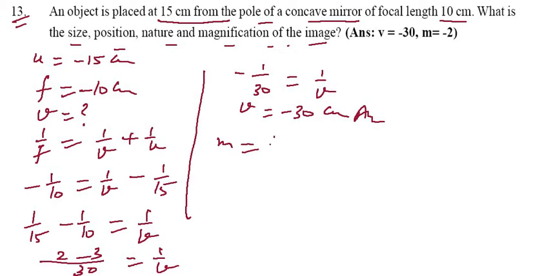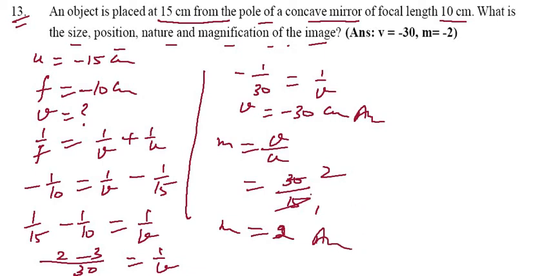But the magnification, that is V upon U. So V is given as 30 and U is equal to 15. So 15 ones are 15 and 15 twos are 30. So it will be 2 times. So that is the magnification. So it is given as minus 2 times. Now come to the next question.